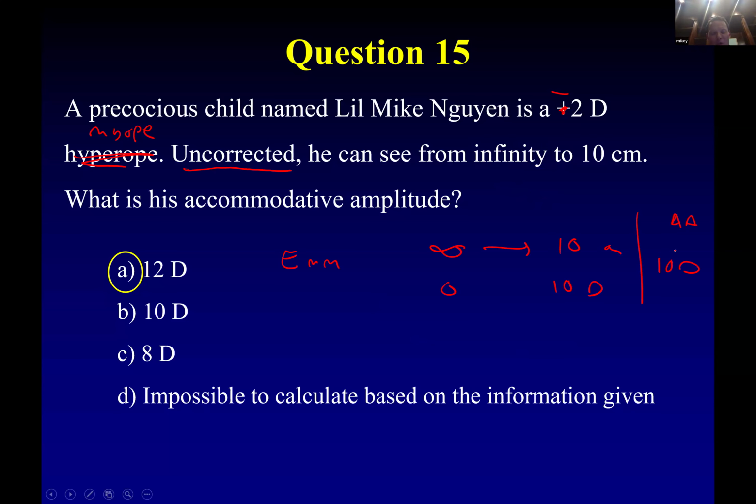Sorry, I feel like this is why virtual is tricky because I can't see people's confused faces. We're going to go through it. And range of accommodation.